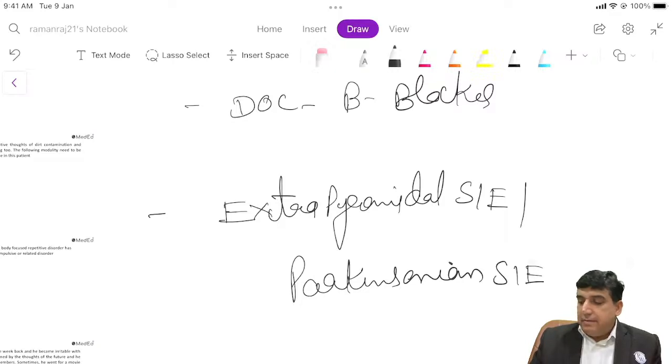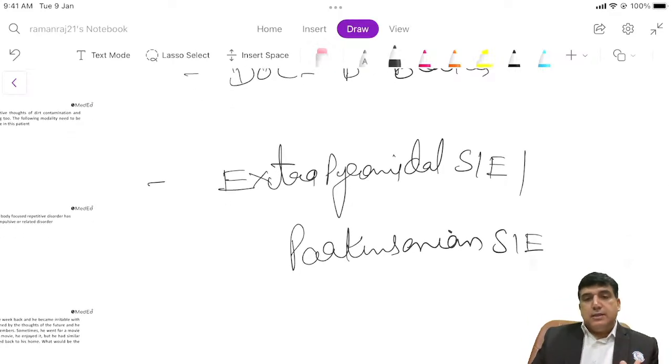Parkinsonian side effect. Basically, what is Parkinson disease? Parkinson disease is a decrease in the level of dopamine, a dopamine deficiency. Basically, by giving the antipsychotic, what we are doing? We are creating an artificial picture of Parkinson disease.